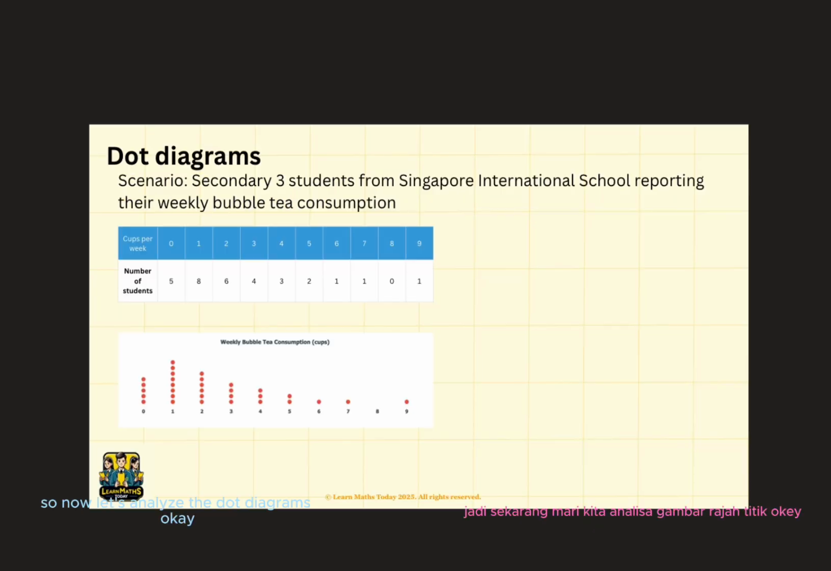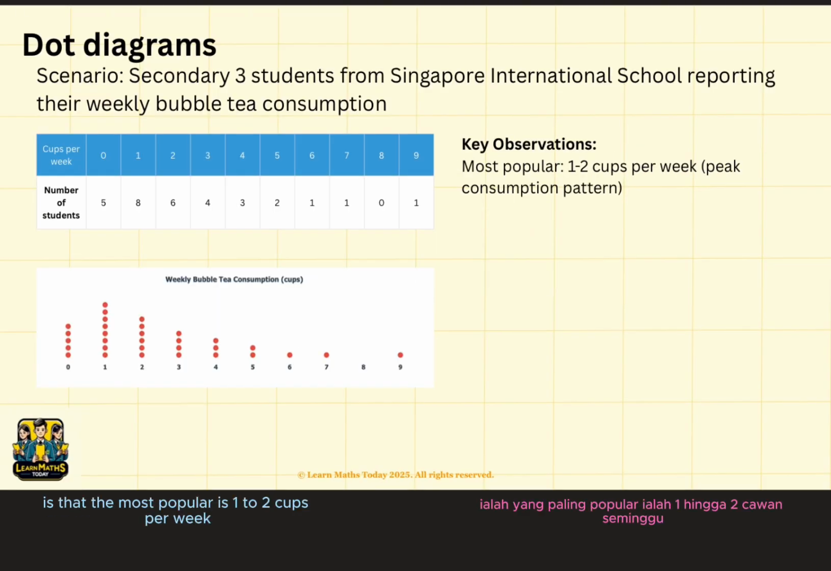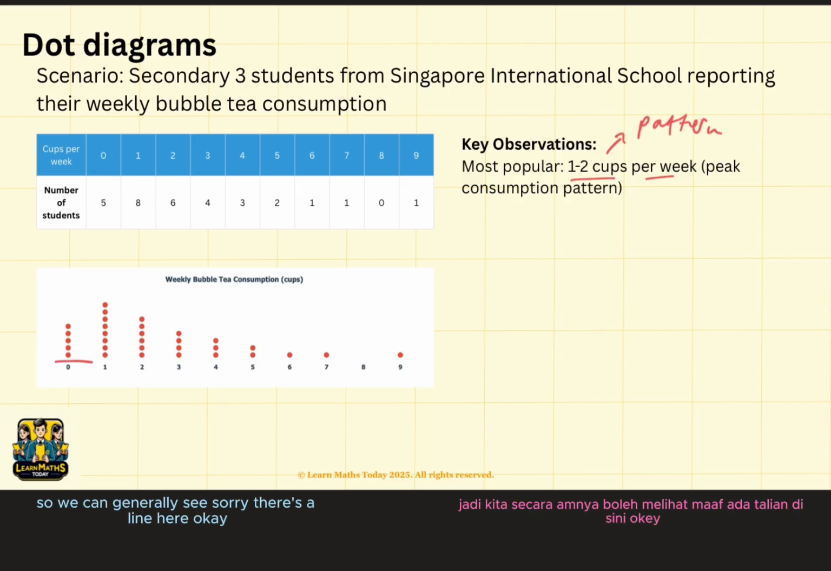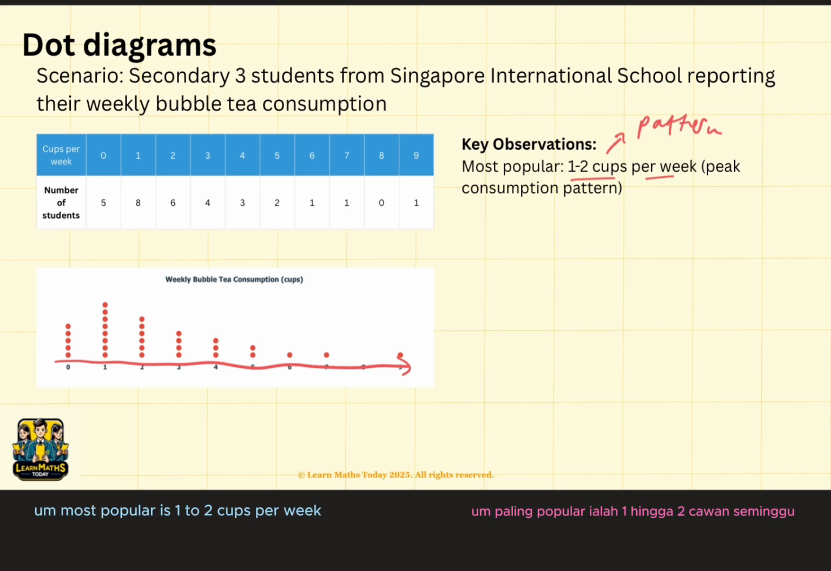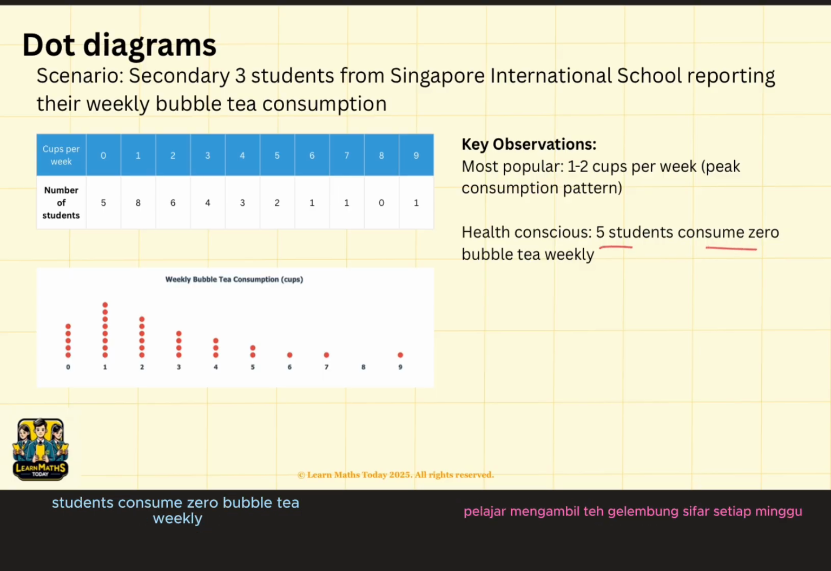So now let's analyze the dot diagram. This dot diagram is the same one as the previous slide. The key observation we can see is that the most popular is 1 to 2 cups per week. So we can see this is our pattern, this line here. Most popular is 1 to 2 cups per week, which is around here. This is our trend, our pattern. The next thing we know is that the health conscious 5 students consume 0 bubble tea weekly.